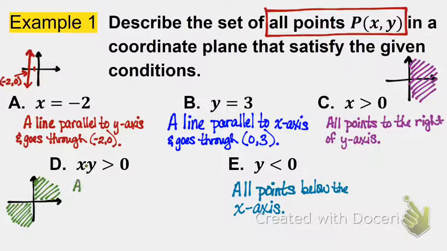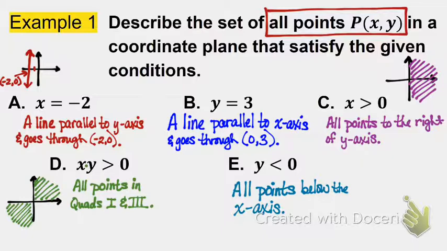So this would be all points in quadrants 1 and 3. Do you guys have any questions for me about these ideas here?